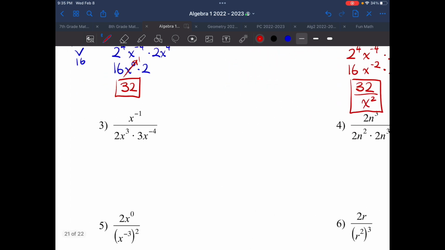And number 3, I don't see any parentheses, so I'm not drawn to that. I am drawn to the fact that there's a multiplication sign, which means I'm going to multiply the 2 and 3, and I'm going to add the exponents 3 and -4.